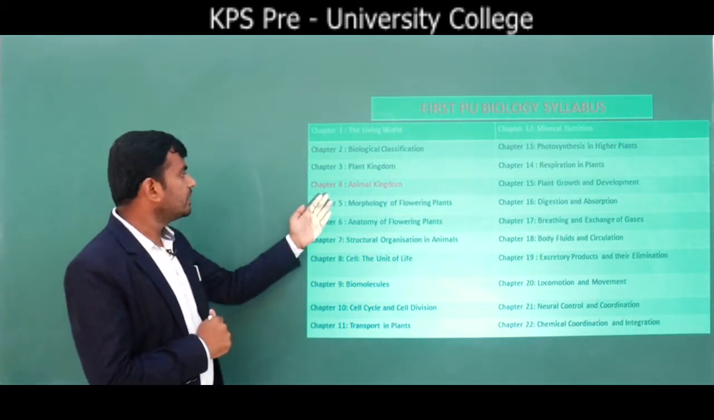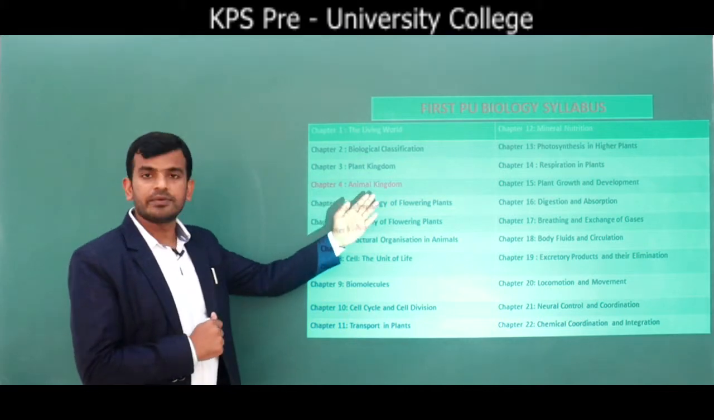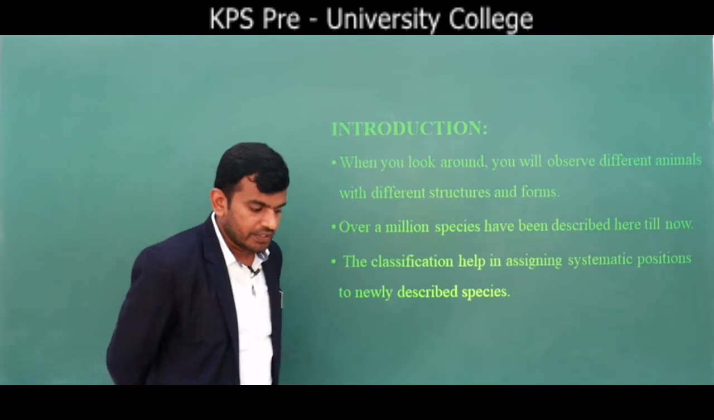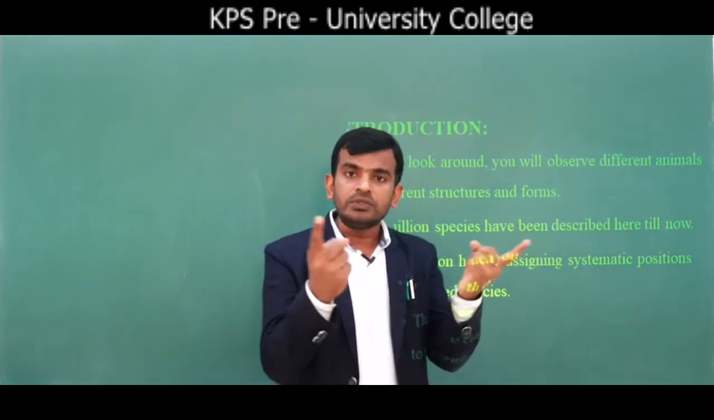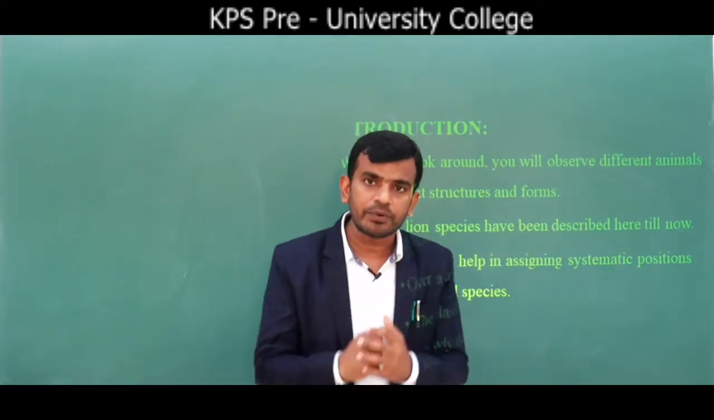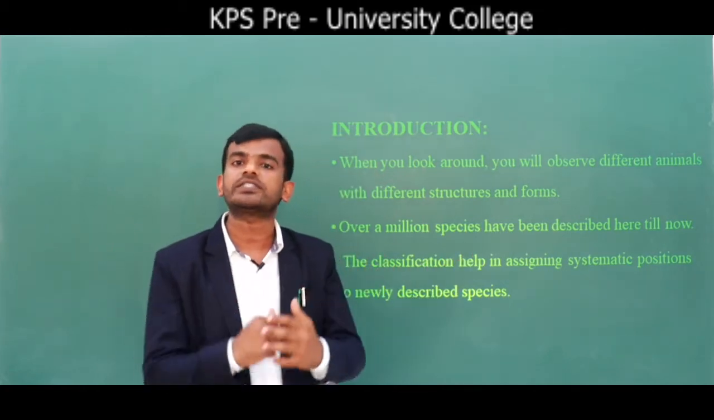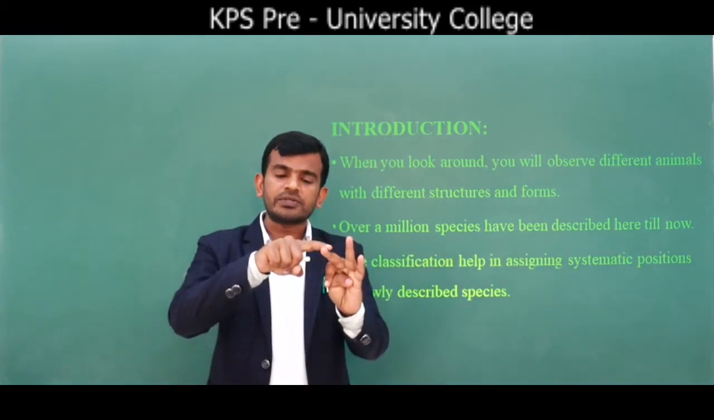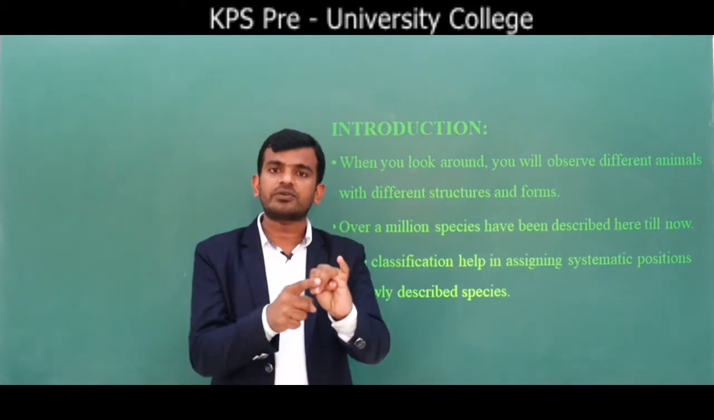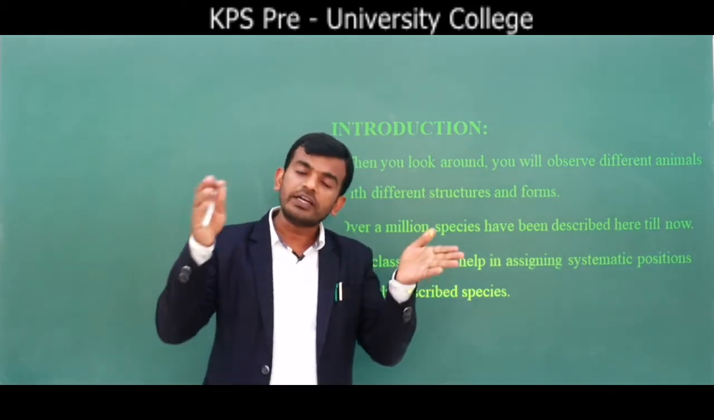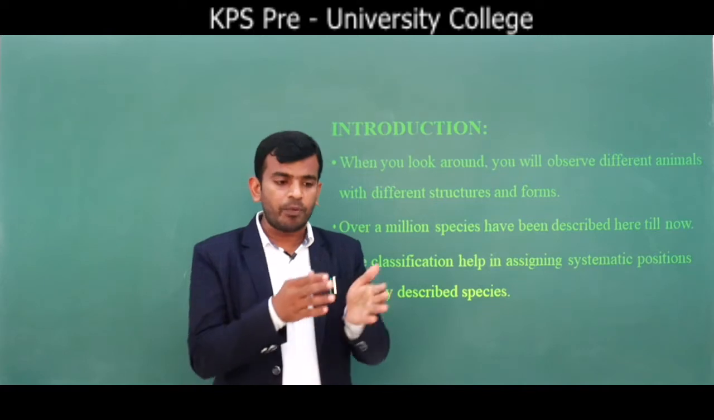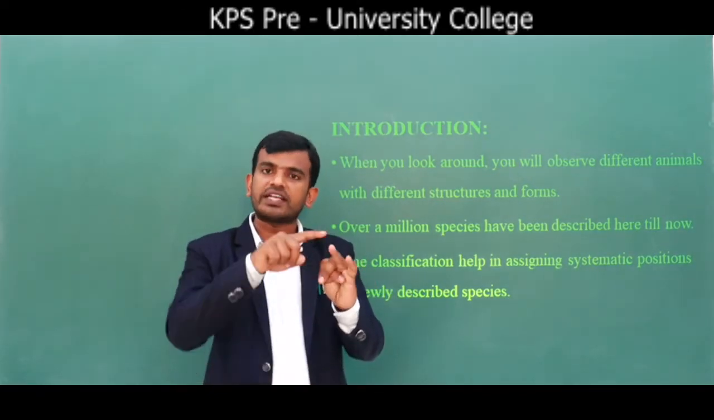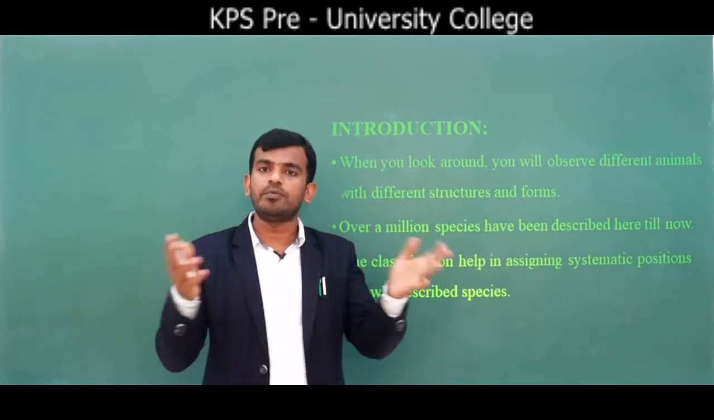Today let's begin chapter 4, that is Animal Kingdom. Let's see the introduction. Whenever you look around us, you can see different types of ecosystems. What are the different types of ecosystems you can see? Pond ecosystem, forest ecosystem, marine ecosystem, grassland ecosystem, etc. What are the organisms which are present there? In the pond ecosystem you can see fishes, big fishes, frogs, snakes, and many more.